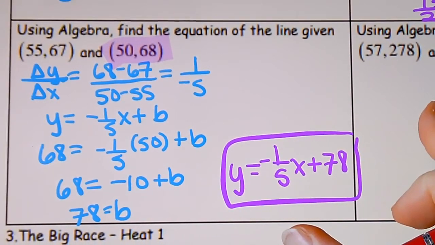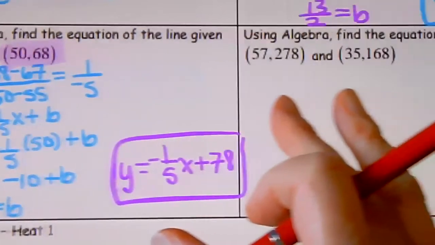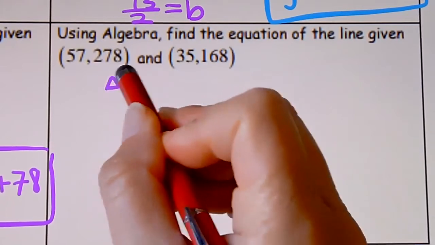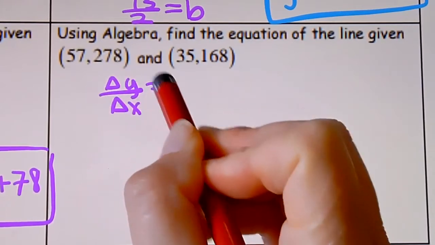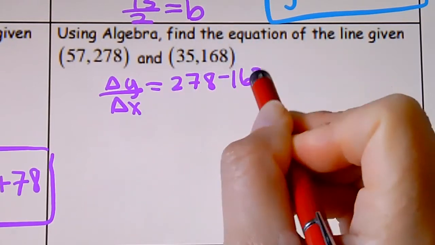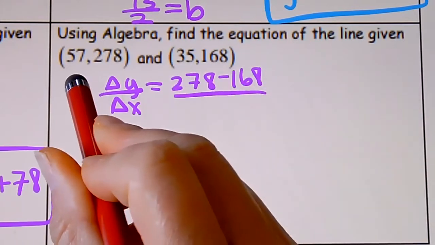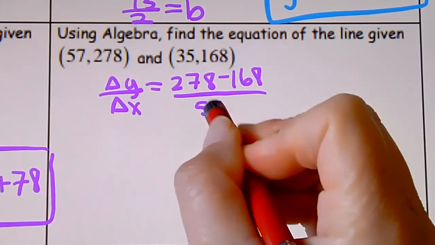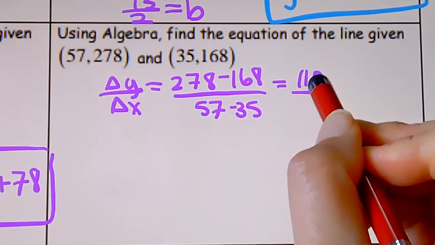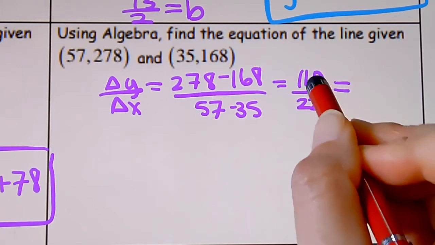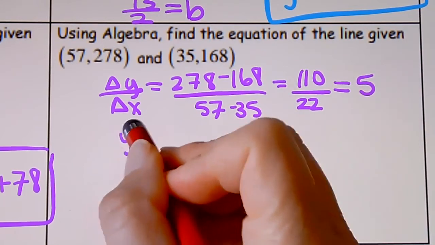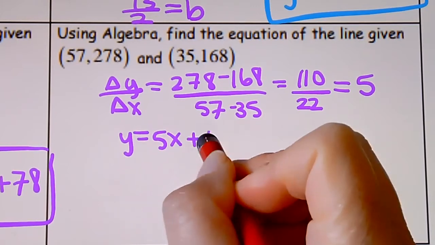The next one. So on this one, change of y over change of x. I probably would do 278 minus 168. And then all my x's, I'm going to have to do 57 minus 35. And when I do that, I get 110 over 22. And if I put 110 divided by 22 in my calculator, I actually get 5. So I have y equal 5x plus b.